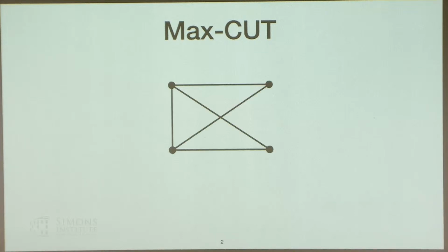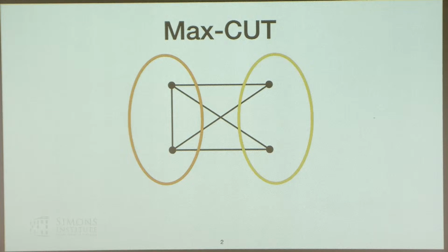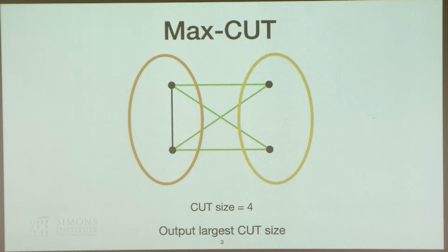In the Max-CUT problem, you have an undirected graph, and your goal is to find a bipartition that maximizes the number of edges that go across. This is what we call the cut size, or the max cut size of the graph. Our goal is to output the largest cut size. We don't even care about the partition, it's just the size of the cut that we want to output.